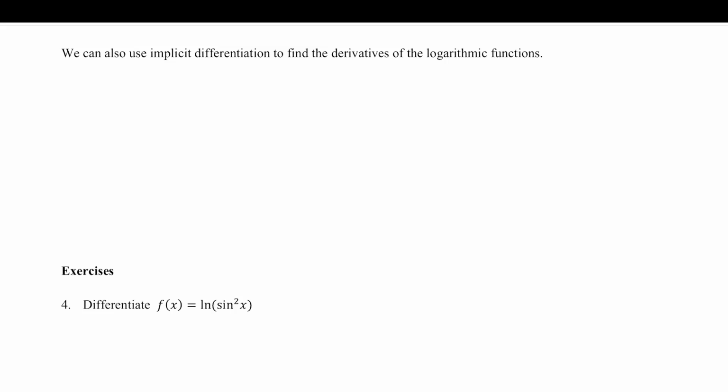Now we can also use implicit differentiation to find the derivatives of the log functions, which we've done for the natural log. Actually, I don't think we have. I don't think we've done any of these yet. Okay, so let's just do a general log base a first.